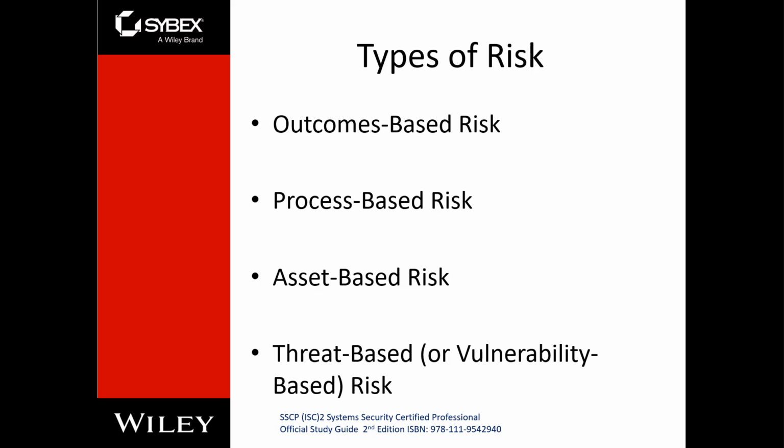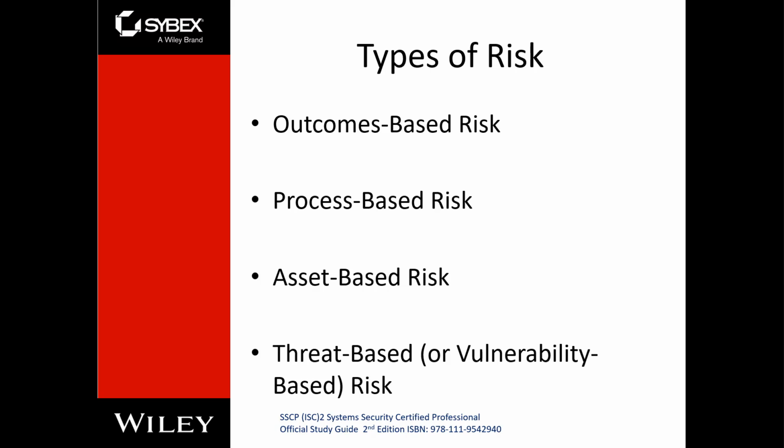Sometimes threat-based cannot be avoided. Sometimes it's unintentional, it happens. It could be Mother Nature. Those are the four main types of risk that this chapter outlines.